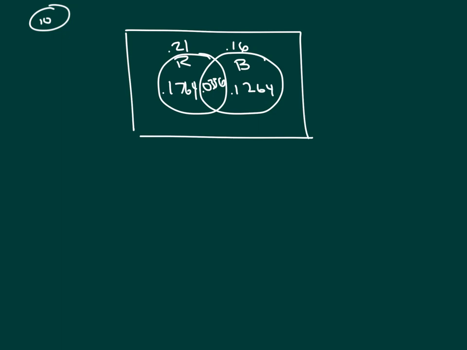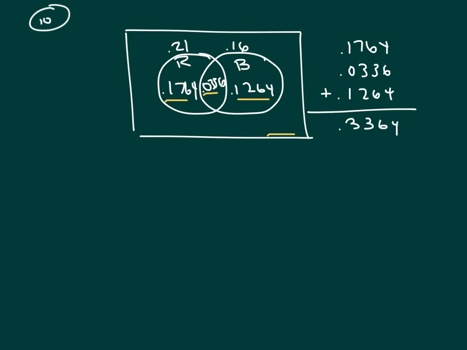And we know that whatever the four numbers that go here, here, here, and then neither always add up to one whole. So what I'm going to do is add up the three numbers in the circle, to give me 0.3364. And when I subtract that from one whole, whatever's left over here is going to be the neither. So the 0.6636, that's going to be our neither. So that's the answer for part A.